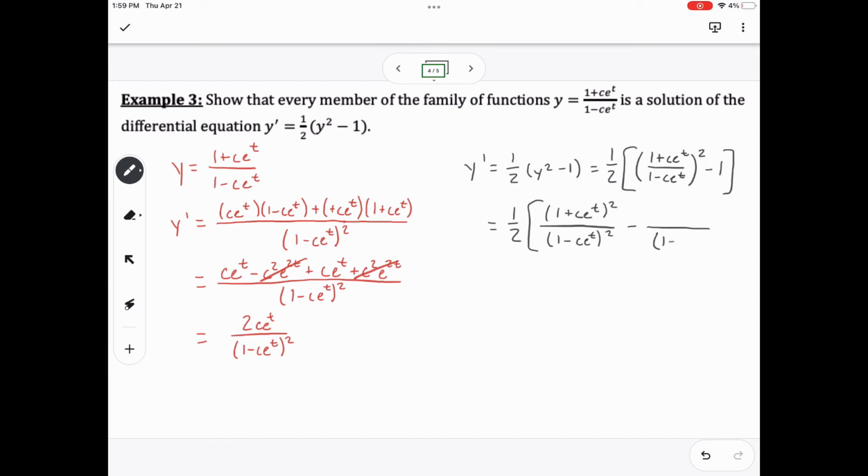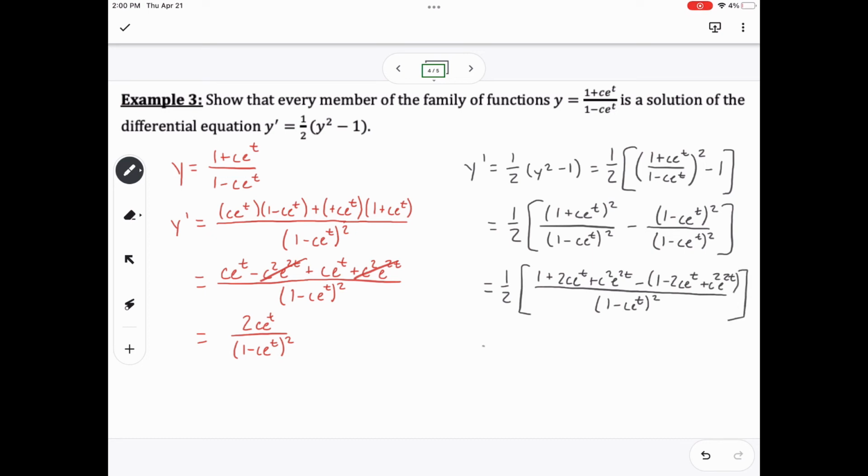Okay, so here with a square, I can square the top and the bottom, and then that 1 on the right of the bracket, I will make a common denominator, so that means top and bottom both get a 1 minus c times e to the t, squared. And then I'll just FOIL those things out. I'll FOIL out the first one, FOIL out the second one. Remember, there's a minus in between, so I'll have to distribute that negative through to that last parentheses.